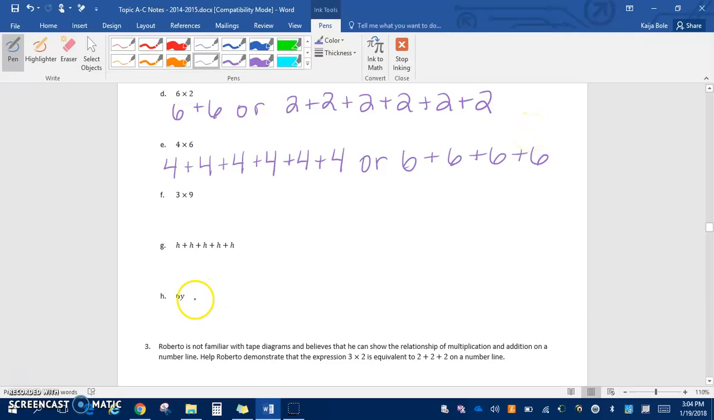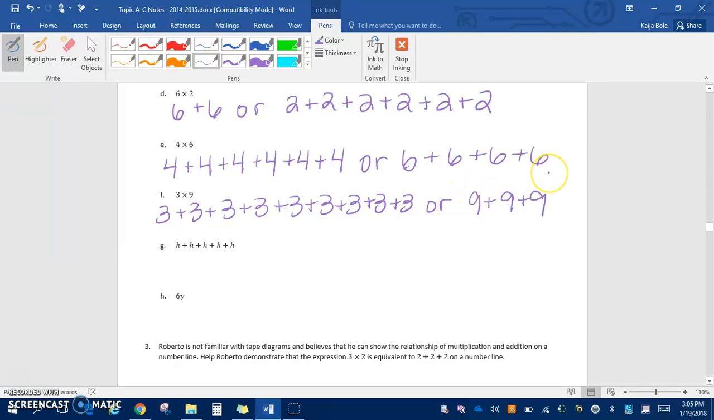F, we have 3 times 9, so we could write this out as 3 added up 9 times, so we'd have 3, 2, 3, 4, 5, 6, 7, 8, 9, or 9 added up 3 times, which I think is a lot nicer to write. 9 plus 9 plus 9.